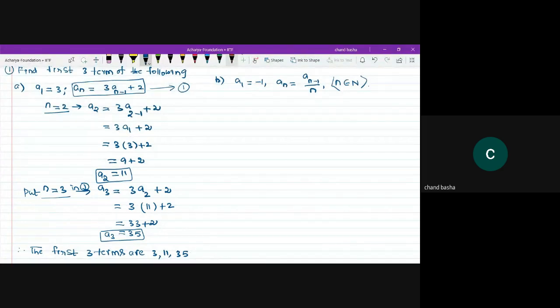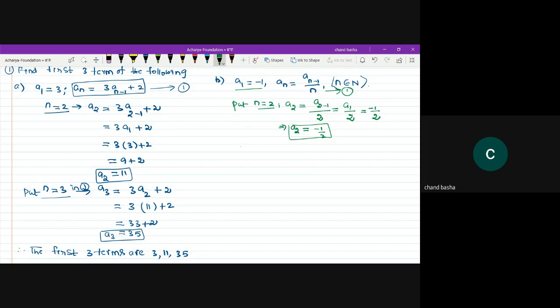Okay, we'll check with others also whether we got the same answer or not. I can put n equal to 2. A2 is equal to A(2 minus 1) divided by 2. 2 minus 1 means it is A1 divided by 2. The A1 value we already have, this is -1, which implies that the A2 value is -1 divided by 2.